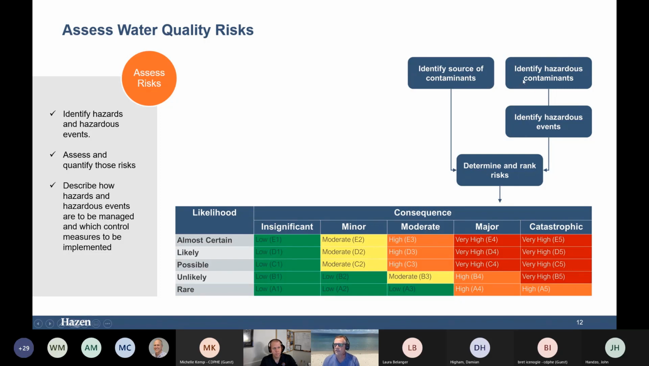But we also need to look at some of the hazardous events that may occur. What are some of the things that might go wrong in our treatment system that we also need to protect against, and having critical control points set up around mitigating some of those. I've got some examples of those to come.